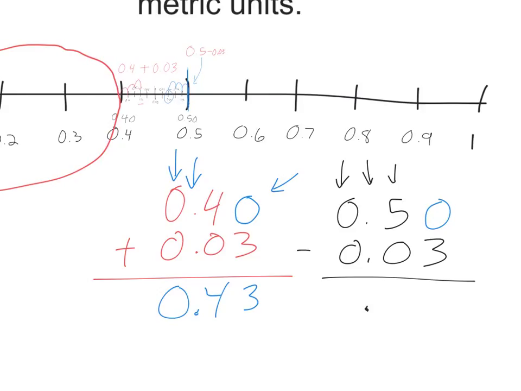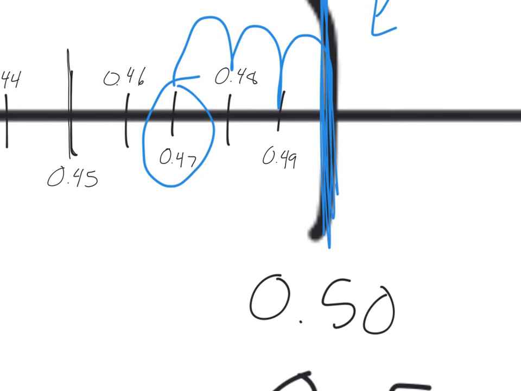And now I need to subtract as normal. So I do 0 minus 3, and I can't do that. So I need to ungroup. So instead of 5 tenths, now I have 4 tenths. And I cross this out, and that gives me 10 hundredths. Then I do 10 minus 3 is 7, 4 minus 0 is still 4, and 0 minus 0 is 0. The decimal point stays in the exact same spot. So I end up with the answer 0 and 47 hundredths, which, if you remember, is exactly what I got before.